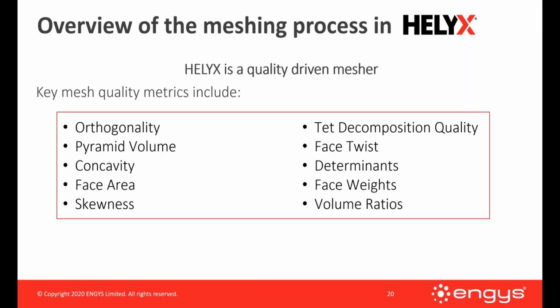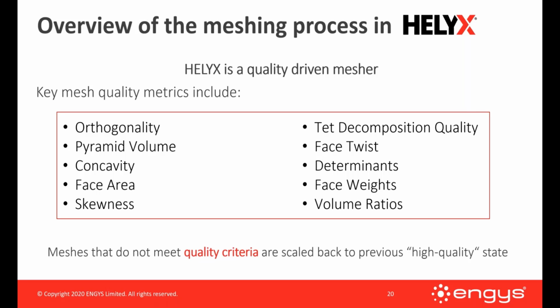Well, fortunately, the mesher inside of HELYX is a quality-driven mesher. So it's a cut cell mesher, but it's a quality-driven mesher. And so the key quality metrics within the mesher are things like orthogonality, pyramid volume, concavity, face area skewness, determinants, face weights, volume ratios, aspect ratios, TET decomposition. So there's all these different qualities. There's more than I'm even saying here. And all of these quality metrics have a designated number and measurement within the mesher that will give us the best possible solution for the solvers within HELYX. So this mesher was designed to run best with the solvers within HELYX.